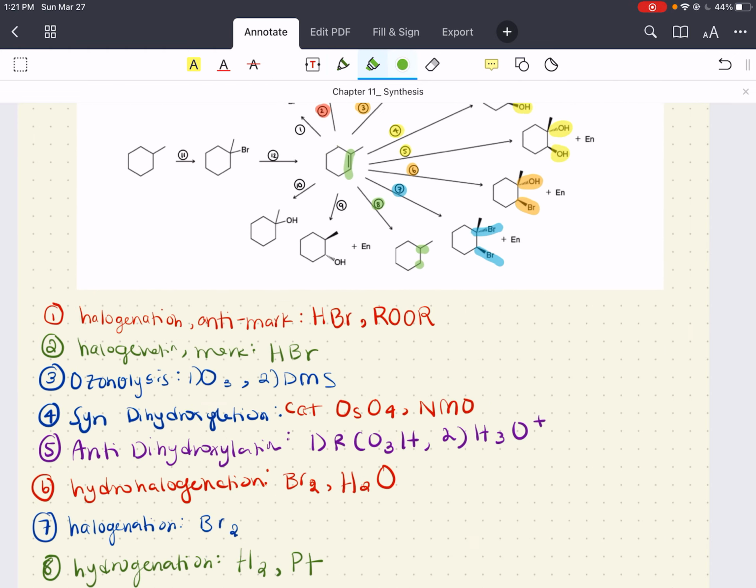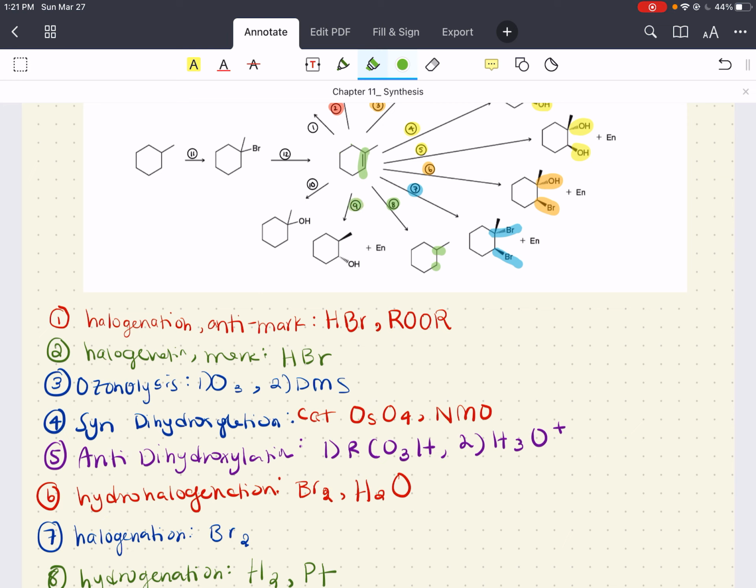Fantastic. Now, if we look at 9, what we have here is we've added an alcohol group to the least substituted side, and then a hydrogen on the other side.